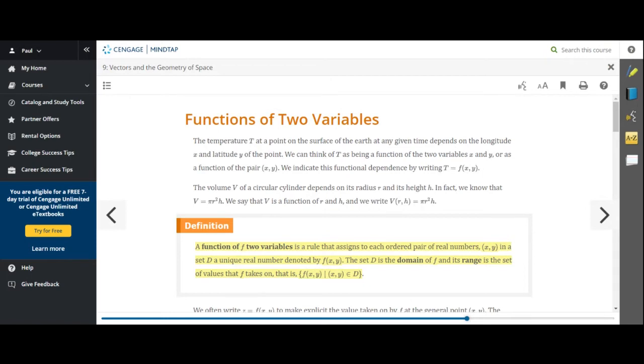When you have a function of two variables and you want to graph the function, what would it have to be? If your domain is in the xy plane, what would the function have to represent geometrically? Well, you would need three dimensions.